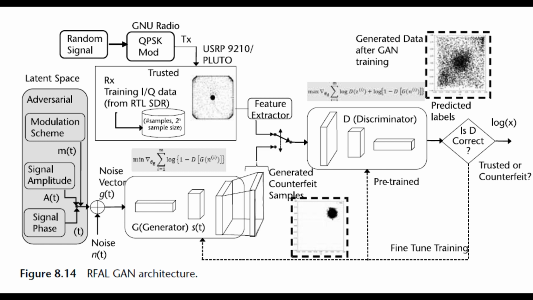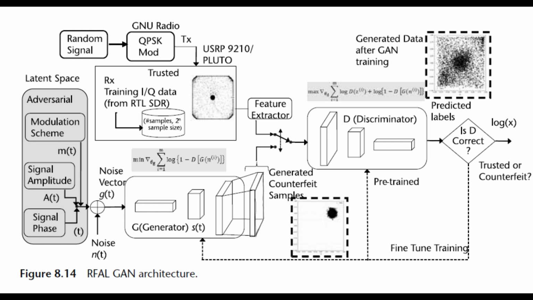Training objective. The GAN is trained using a minimax objective function, where the generator tries to minimize the discriminator's ability to distinguish between real and fake samples. min over theta_G, max over theta_D, the sum from i equals 1 to m of log D(x_i) plus log(1 minus D(G(z_i))).